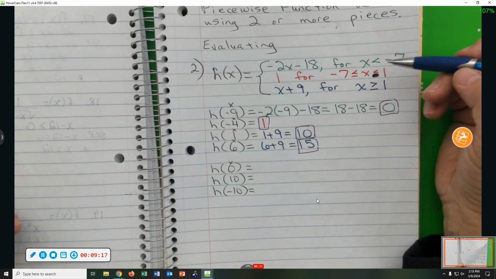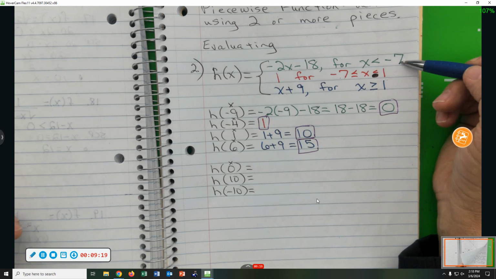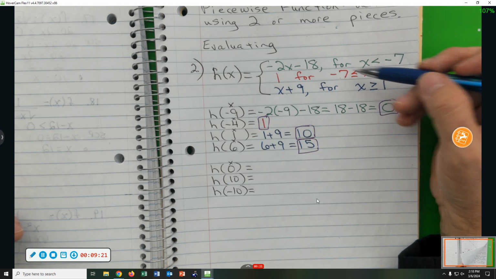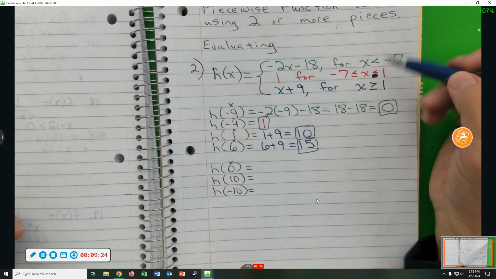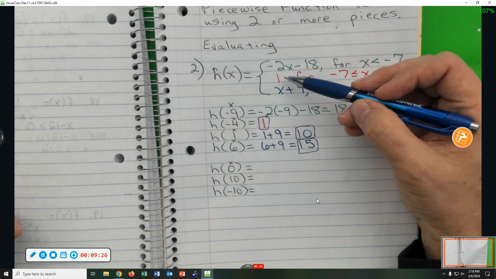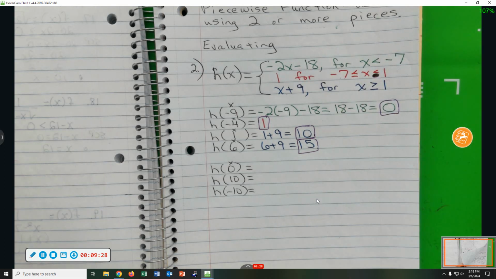Is 0 less than -7? It's between -7 and +1. So what's the y value? If x is 0, the y value is 1. There's nothing to plug in.